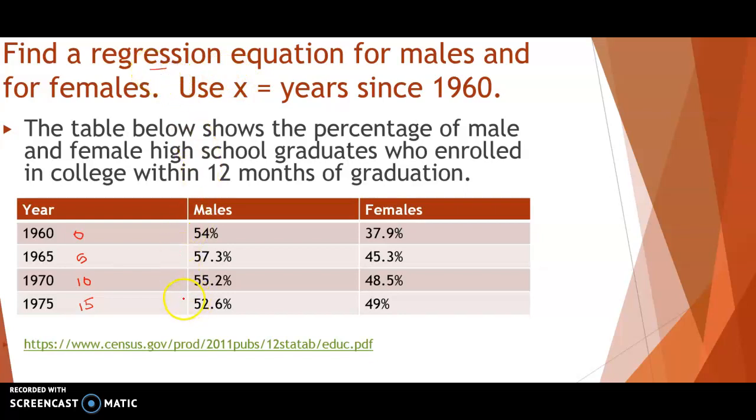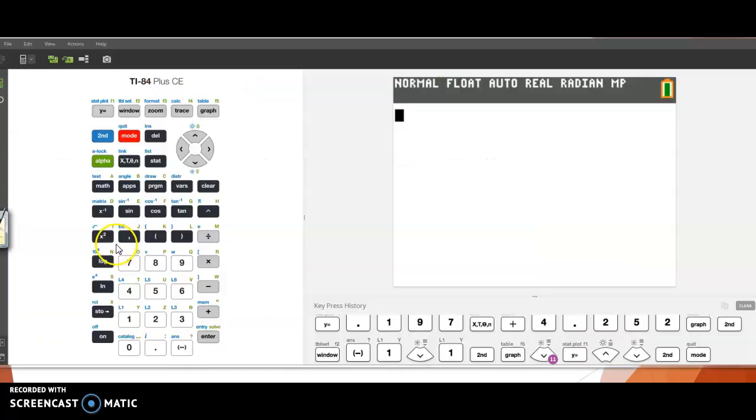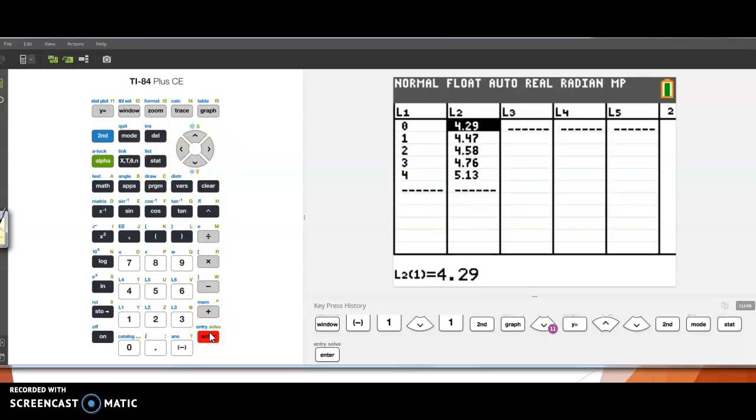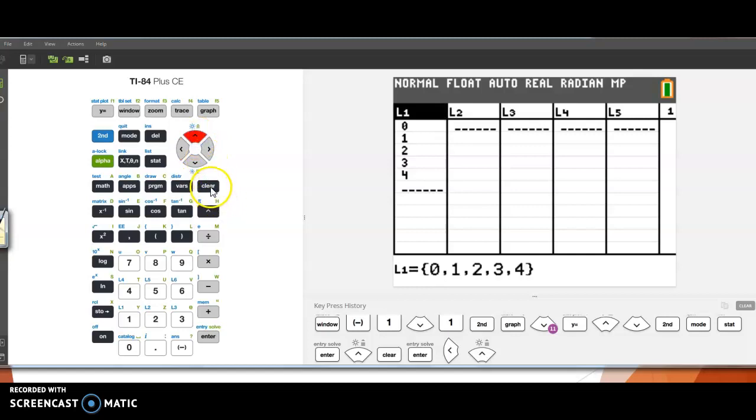Because it mentions that we're to use a regression equation, we're going to go to our calculator to do this. So in my calculator, I start by going to the Stat button. I want to edit, and I need to clear the data that's here. So I go up and hit clear and enter, and then I'll go over to list 1 and do the same. Go up to the name, hit clear, and hit enter.